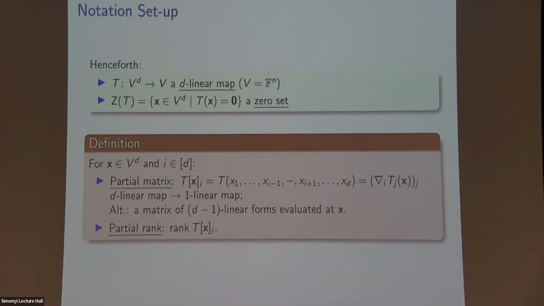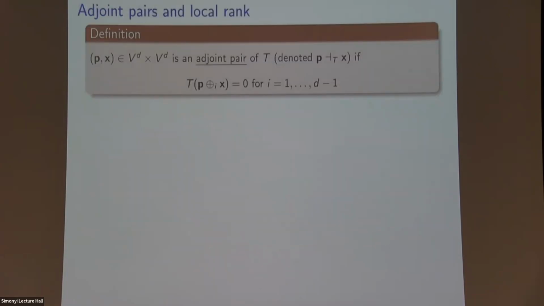Okay, so what can we do with these partial ranks? Can they be enough to teach us a lot about the tensor? So let me now define this local rank. Slightly scary, but okay, let me do it slowly. So first we need to define this notion of an adjoint pair. That's the name we came up with.